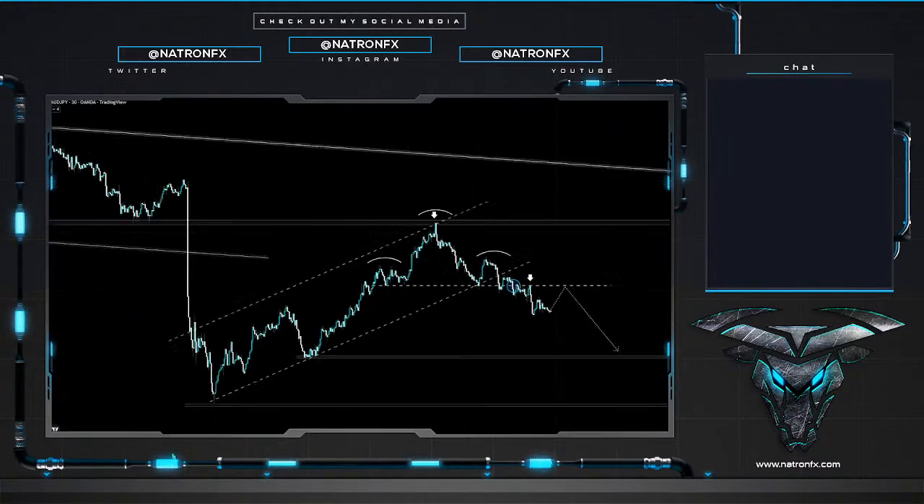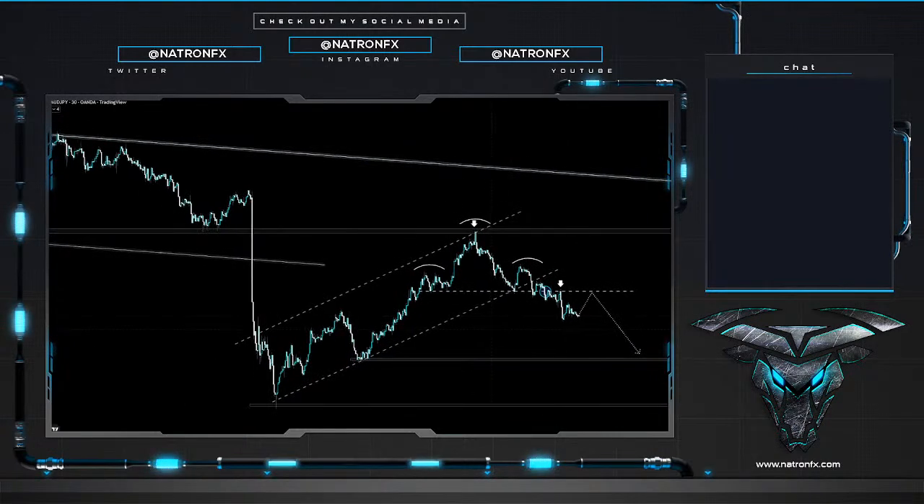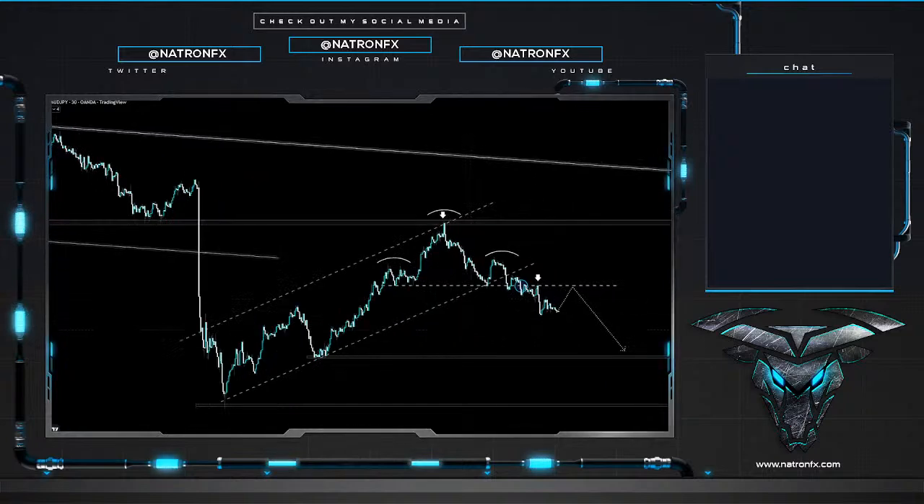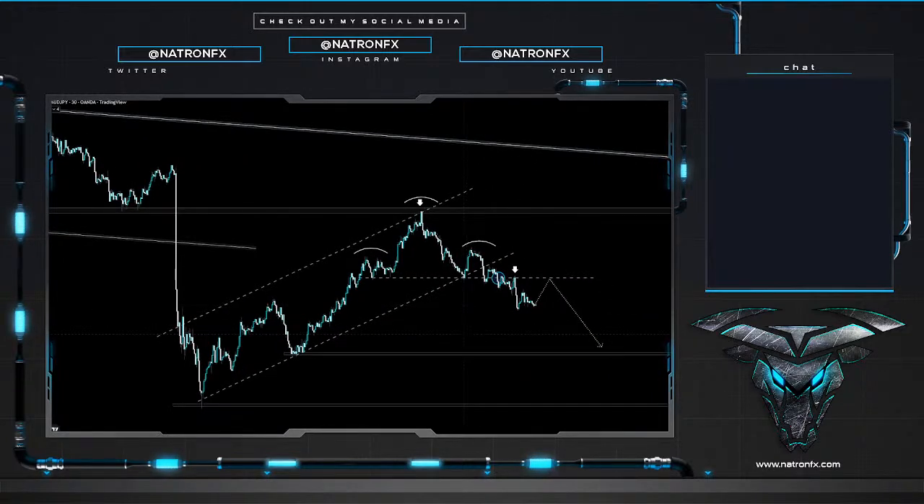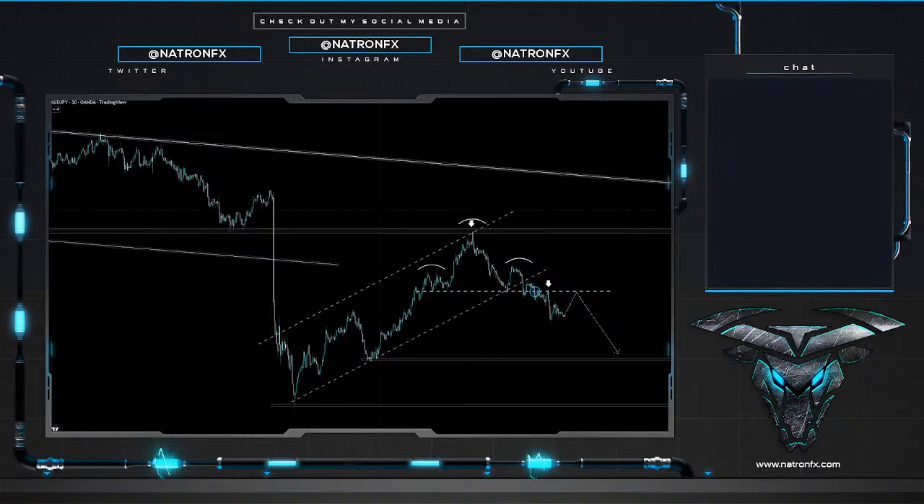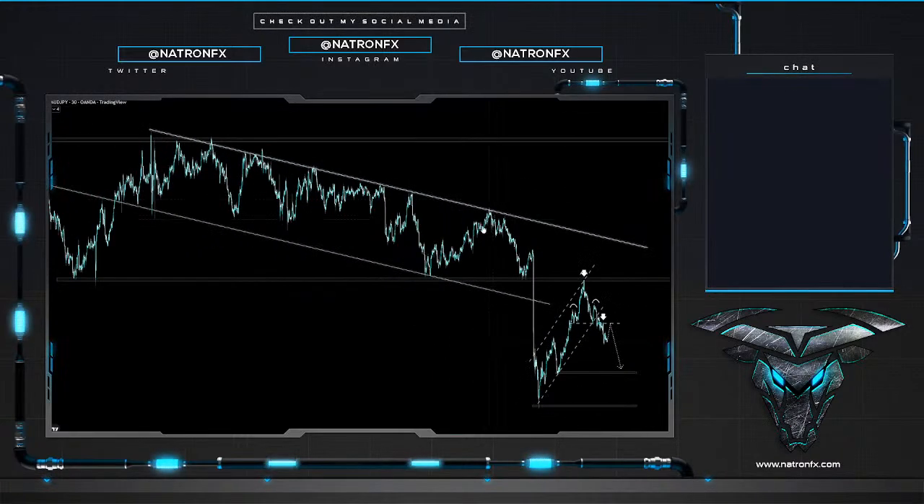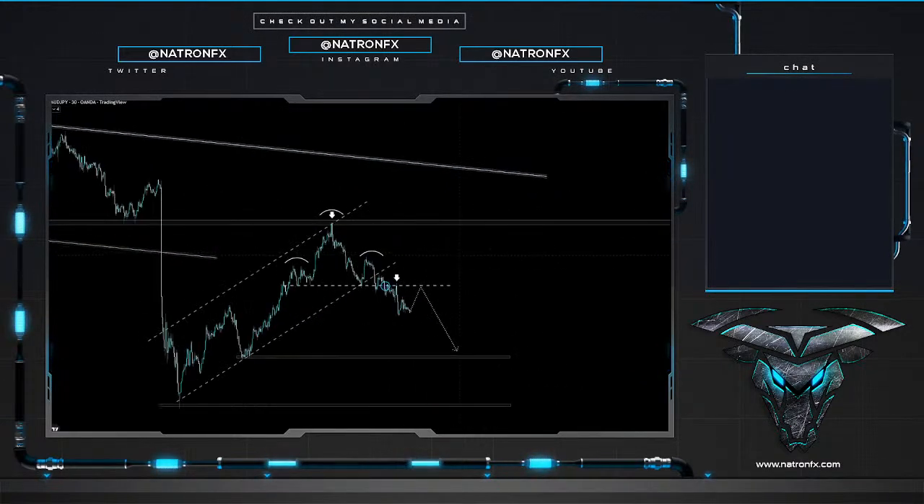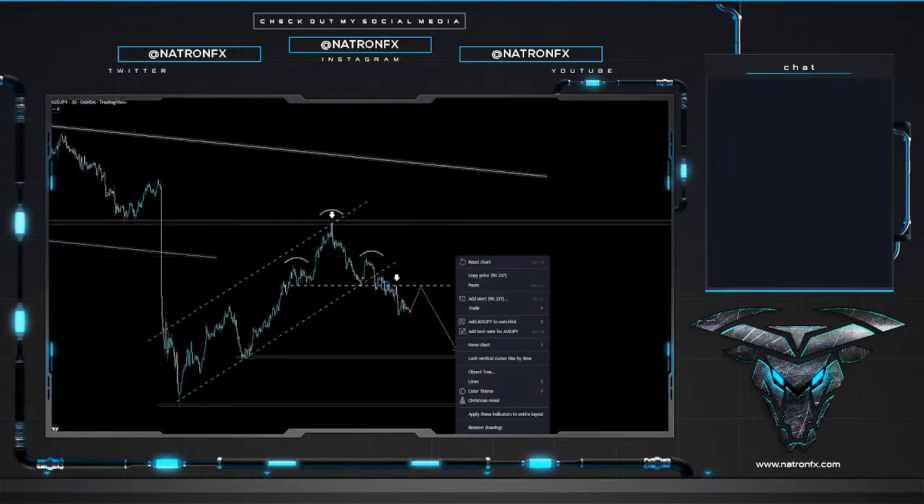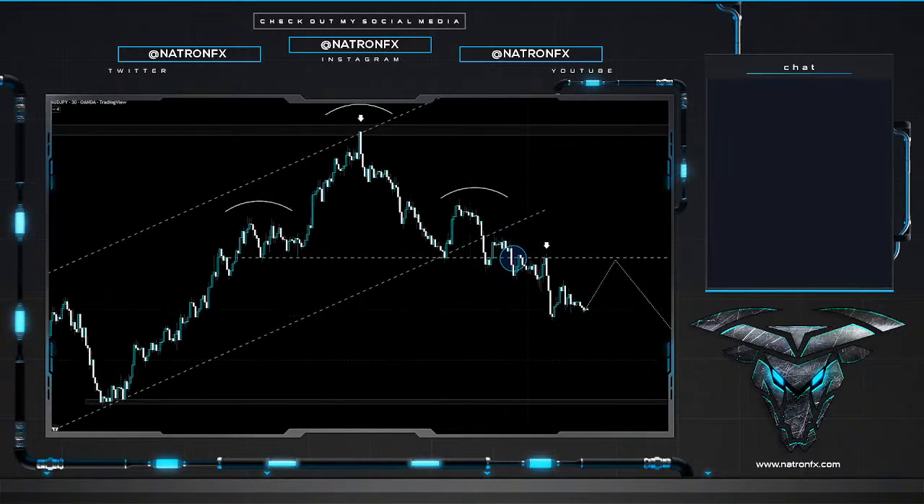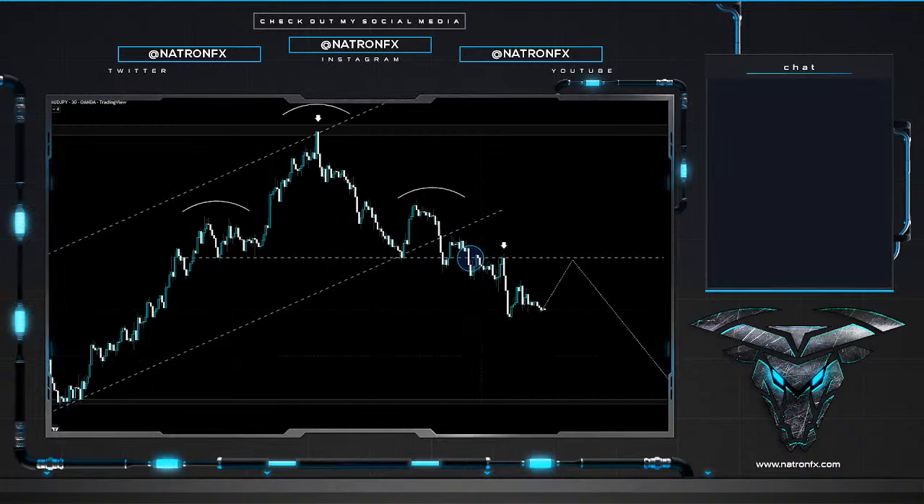All right. There's a plan, maybe. See what we can do here. That might be a plan. Try to find some more downside for Aussie JPY. Yeah, just keep an eye on price action. See what happens.